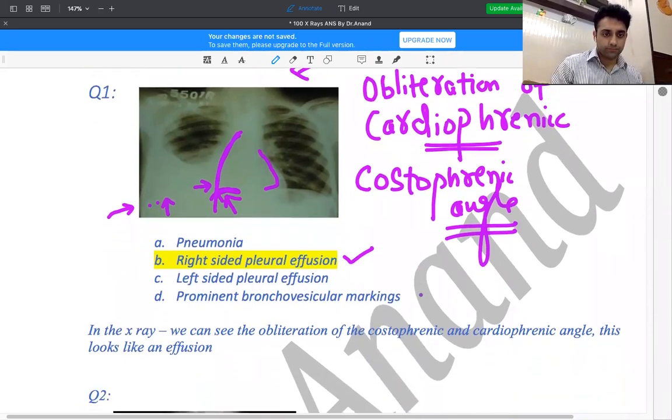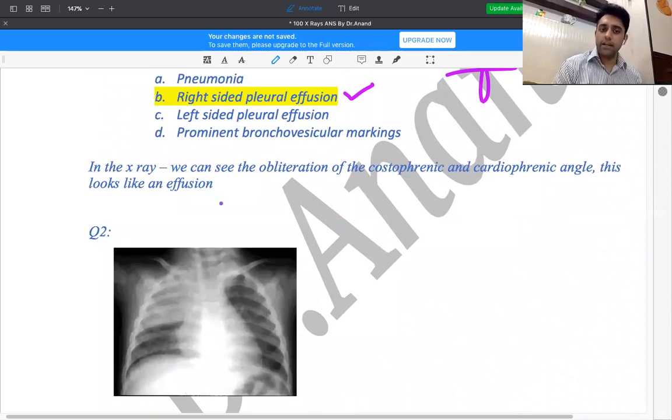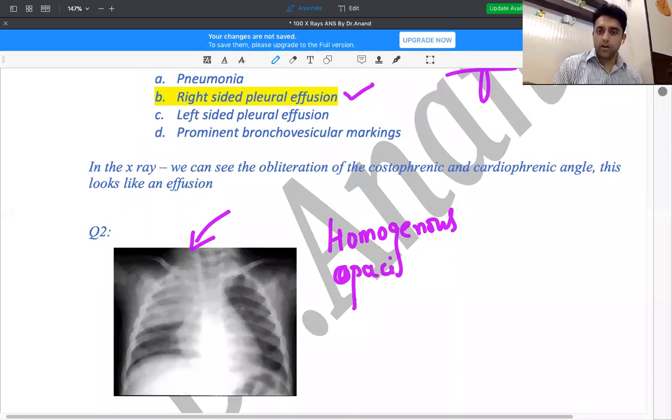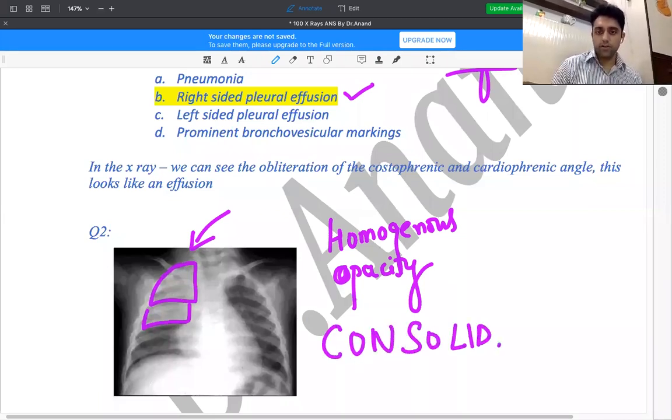Question number two. So what is this? Anyone, any idea? What can you see? So again, very important. What can you see? Yeah, very good. Homogeneous opacity seen involving the right upper and the middle lobe of the lung. So I think this X-ray looks more towards consolidation.